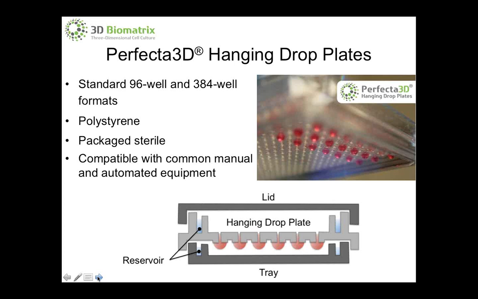So on the bottom you see a cross-section through the hanging drop plate. It's comprised of 3 pieces: a bottom tray with a reservoir to provide humidity, the hanging drop plate where the drops actually attach, also with another reservoir to provide humidity, and then a lid to keep the entire assembly sterile. And if you look in the upper right-hand corner, what you're seeing is a view from the bottom of the plate, and you see the drops hanging below that hanging drop plate.